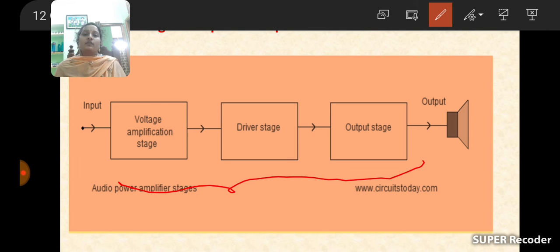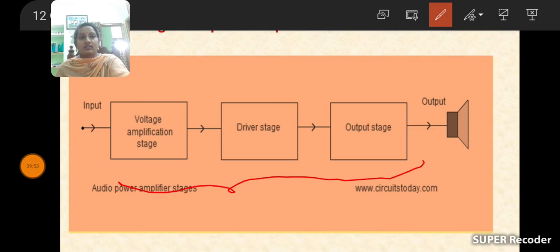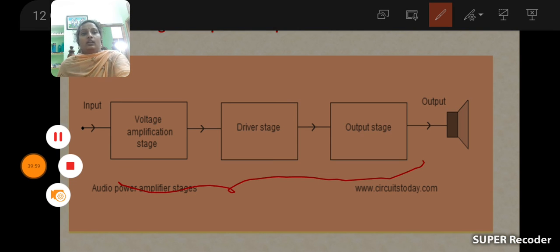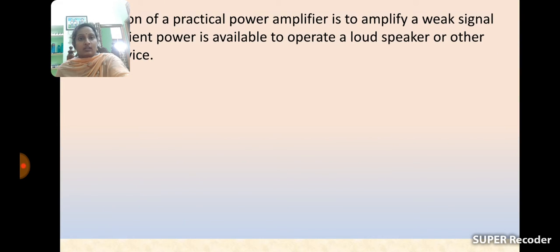In the voltage amplification stage, the input is applied, meaning the voltage amplifier amplifies the input signal. Then it will be given to the loudspeaker after increasing its power level. After increasing its power level, it is given to what? It is given to the last stage, that is the output stage. Here we are using the loudspeaker when it is given through the driver stage only.